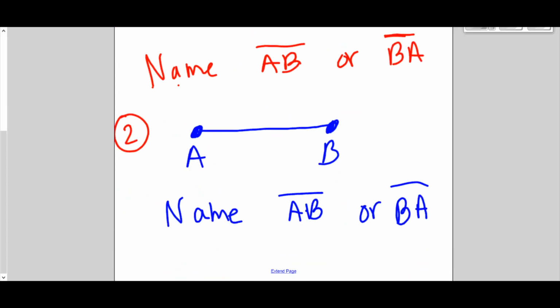So this does it for this first part of points, lines, and planes. There is a Math Excel assignment for you to practice. So you should be able to do that now.